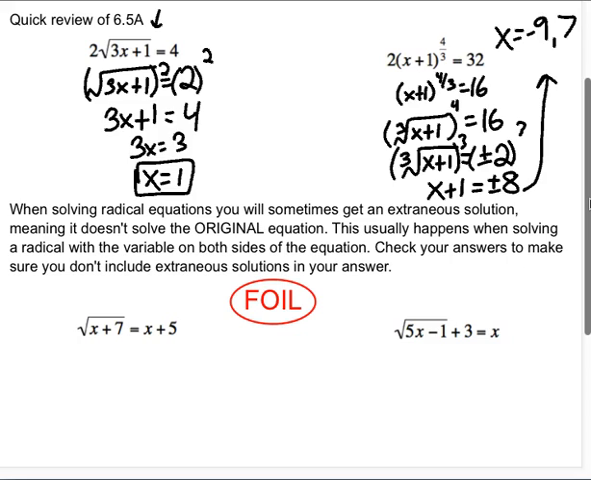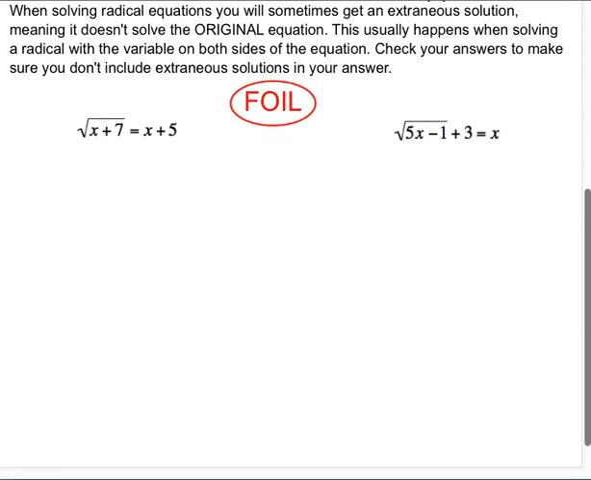Well, when we're dealing with radicals, another situation can arise, okay? What happens when you have the variable both inside and outside of the radical? Well, what ends up happening is we get something that's slightly more complicated. So look here. When I try to get rid of this radical, when I square both sides, it undoes the square root, just like it should.